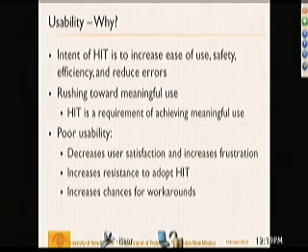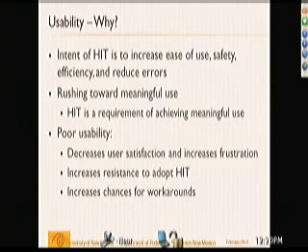We're also rushing towards meaningful use, at least many entities in New Mexico are. Not everybody. Some people are just kind of waking up to the fact that it's happening and they need to do it. But you have to have HIT in order to achieve meaningful use, and therefore let's try to make it as easy as possible on people.